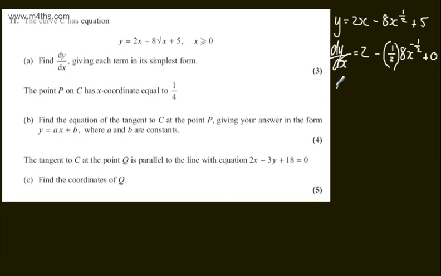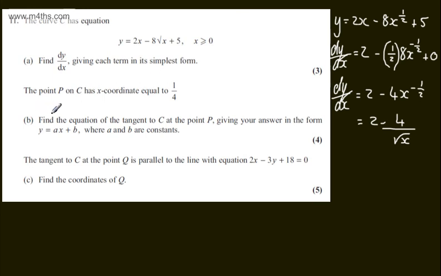So if I tidy this up, we can say that dy by dx will be equal to 2 minus 4x to the power of minus 1/2. We can of course write this as 2 minus 4 over root x. So either way, that can be written as 2 minus 4x to the minus half, or 2 minus 4 over root x. We're now told the point P on C has x coordinate equal to 1/4.